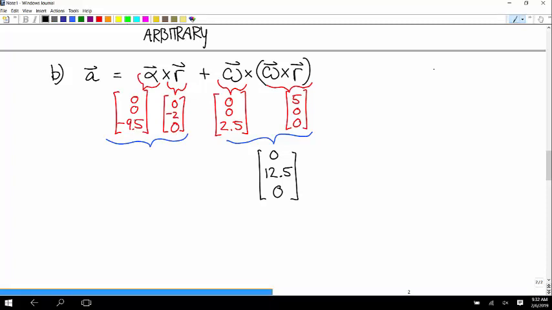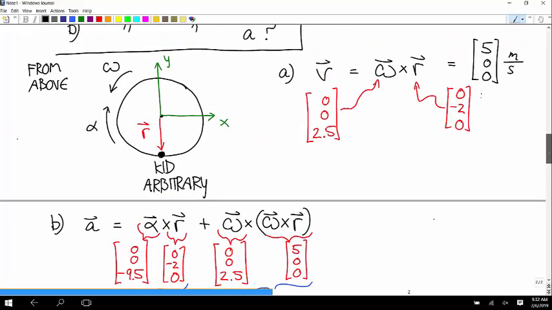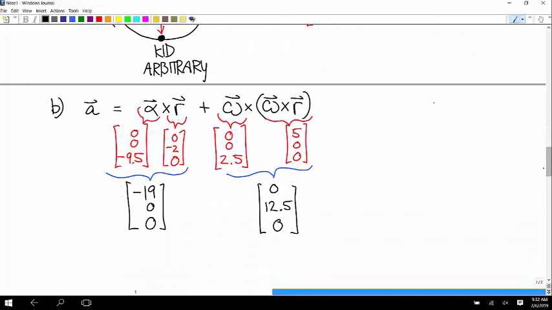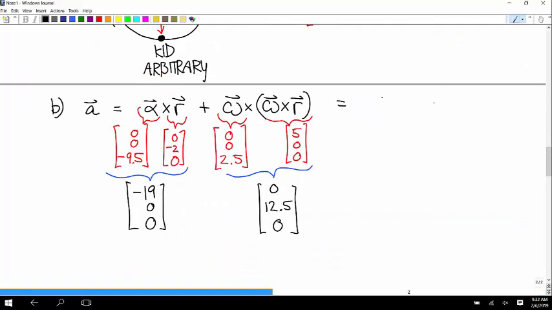0 minus 2 times 9.5 is 19. So that's negative 19, 0, 0. Does it make sense where the kid is that the tangential acceleration would be in the negative x direction? Yeah, he's slowing down, so it has to be opposite the velocity vector. And so altogether, the total acceleration of the kid is negative 19, 12.5, 0.